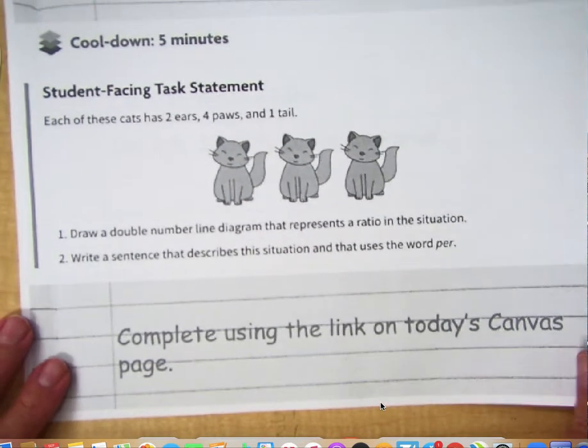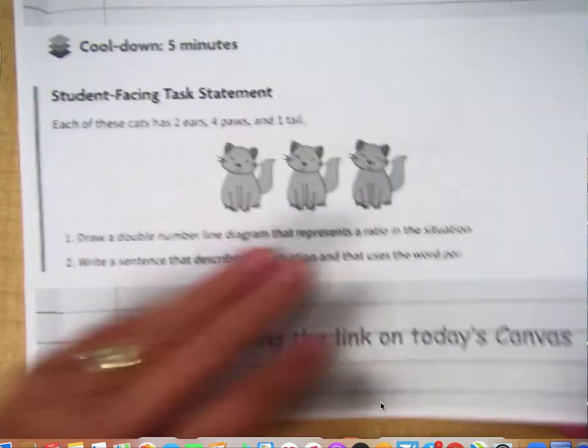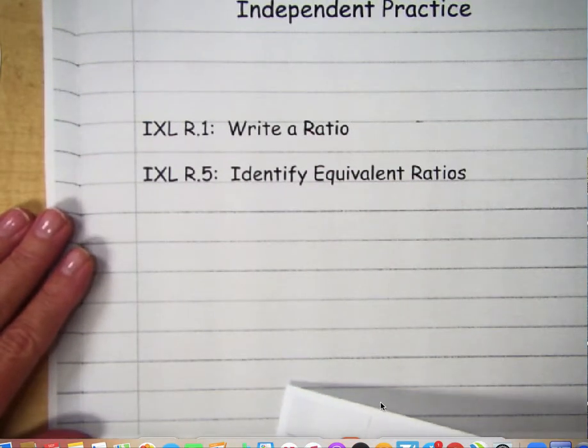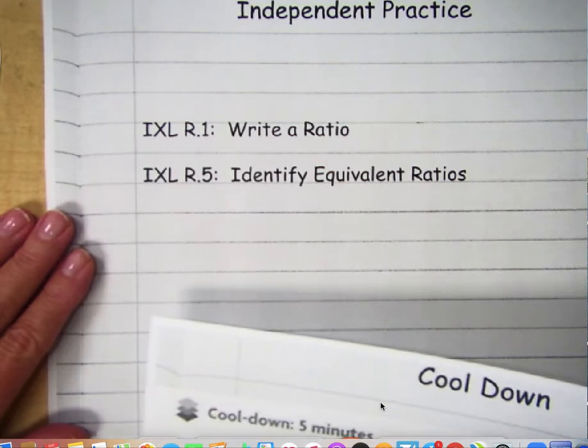And again, please continue working on R1 and R5 in IXL. Thanks.